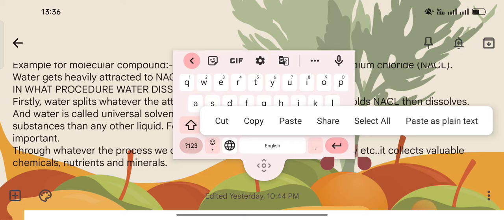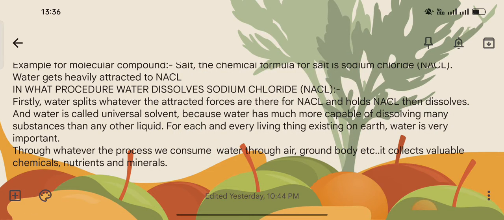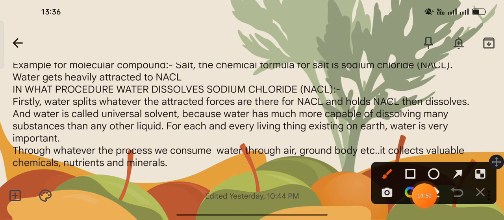An example of a molecular compound is salt. The chemical formula for salt is sodium chloride, NaCl, and water gets heavily attracted to sodium chloride. And in what procedure does water dissolve sodium chloride? Firstly, water splits the attractive forces holding the sodium chloride together, and then it dissolves.